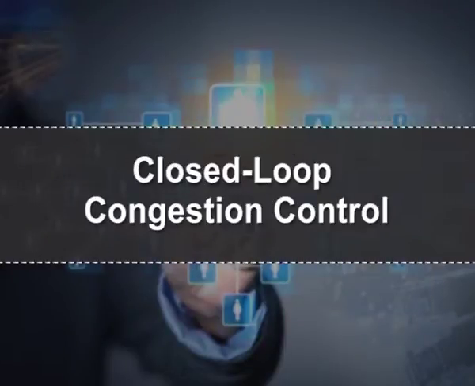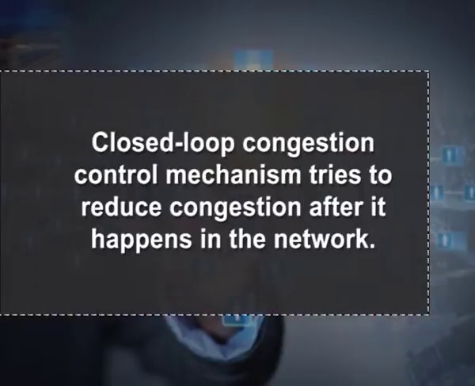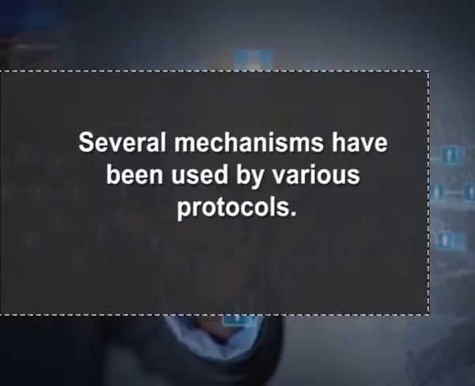Next congestion control scheme is closed loop congestion control. Closed loop congestion control mechanisms try to reduce congestion after it happens in the network. Several mechanisms have been used by various protocols, and I am going to explain a few of them here.